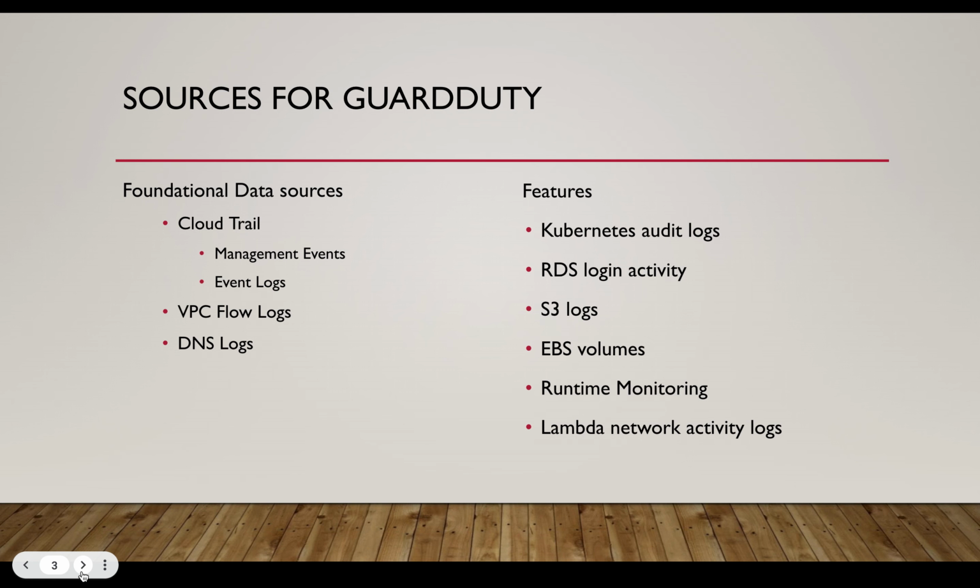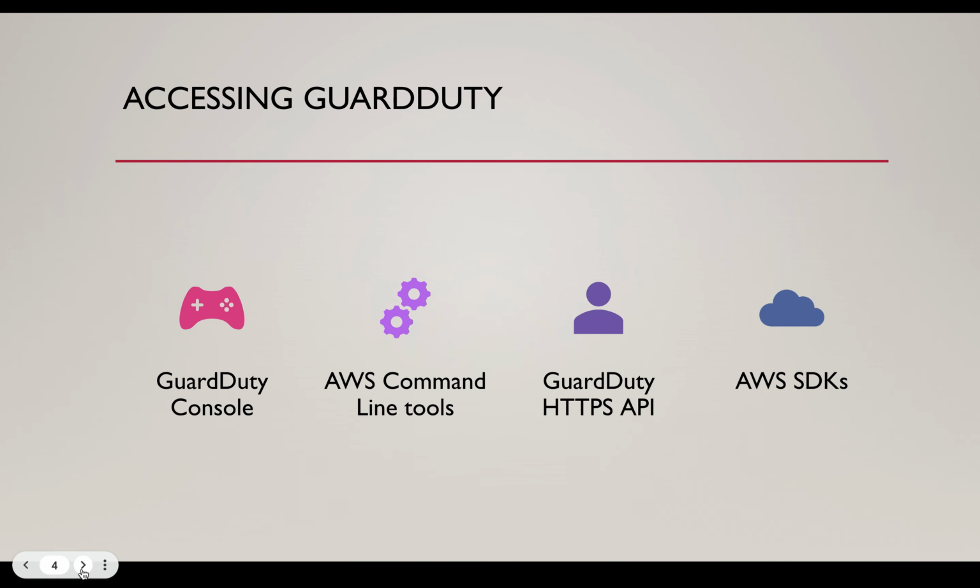And on the features, some of the features from which GuardDuty can fetch and give us the findings are Kubernetes audit logs, RDS login activity, S3 logs, EBS volumes, runtime monitoring, Lambda network activity logs. So these are some of the sources that go to GuardDuty for it to process the data and give us the security findings.